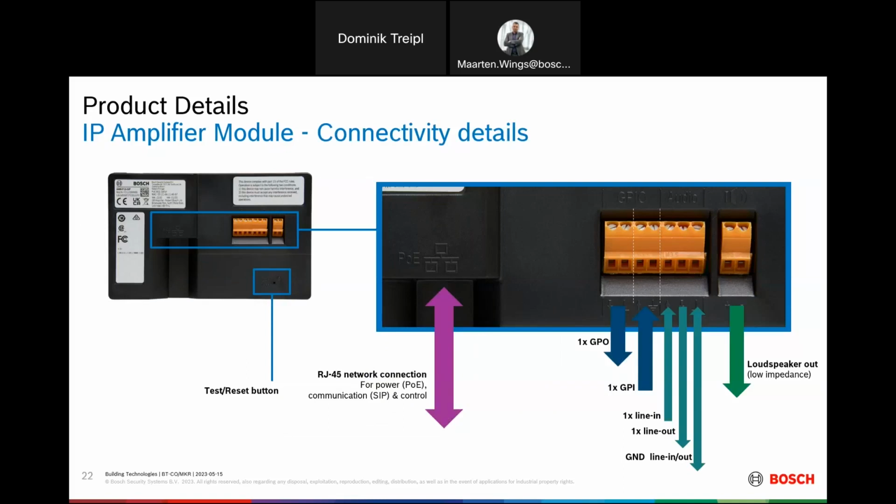Here you can see the connection details of the amp module. Again, PoE network port for communication, SIP and control on the left-hand side, then the GPIO terminal and the audio terminal, and what is additionally available, only available on the amp module, is the passive loudspeaker connection on the right-hand side. Also, the IP amp module has a physical button for test and reset purposes.